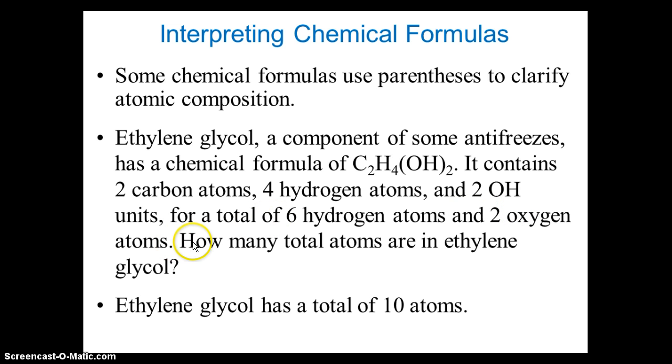The question is, how many total atoms are in this ethylene glycol? So when you calculate all of them, carbon is 2, hydrogen is 4 plus 2, which is 6, and oxygen is 2. So the total number of atoms is 10, because 2 plus 6 plus 2 is 10.